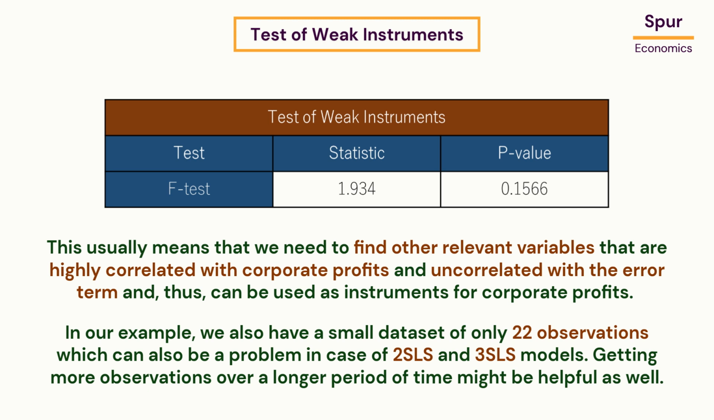In our example, we also have a small dataset of only 22 observations, which can also be a problem in case of 2SLS and 3SLS models. Getting more observations over a longer period of time might be helpful as well.